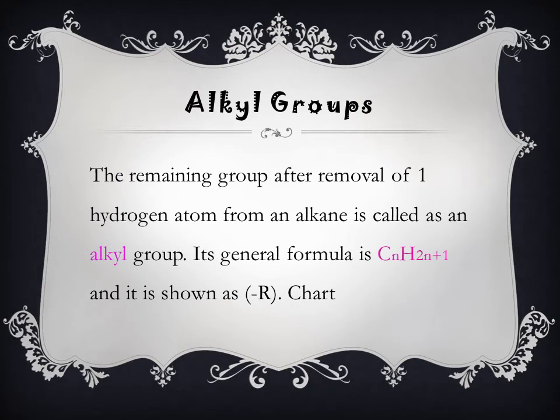Alkyl groups. The remaining group after removal of one hydrogen atom from an alkane is called an alkyl group. Its general formula is CnH2n+1, and it's shown as R. If you remember, the formula of alkanes is CnH2n+2, which changes to CnH2n+1. That means one hydrogen atom is removed and it changes to an alkyl group.